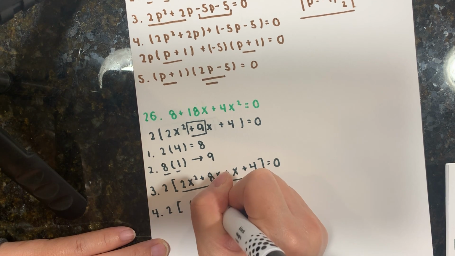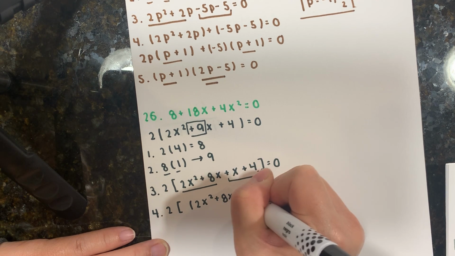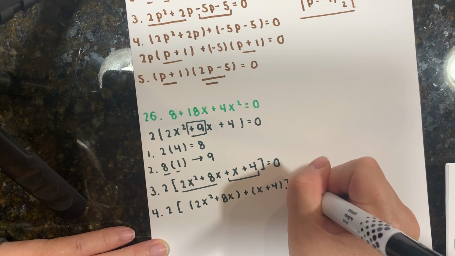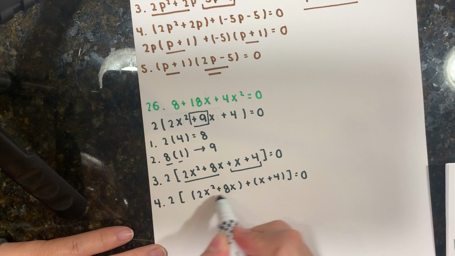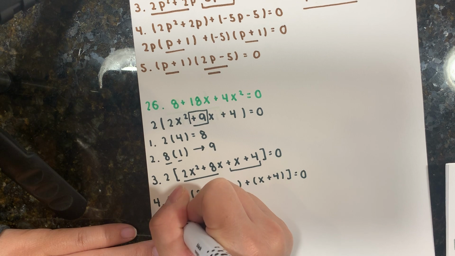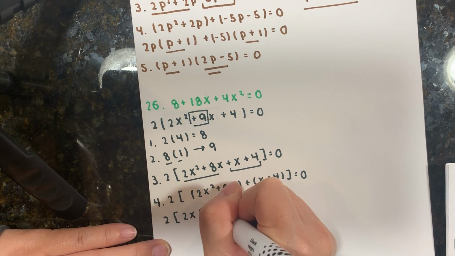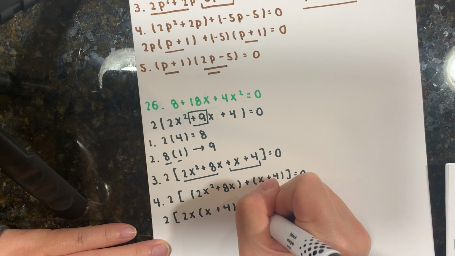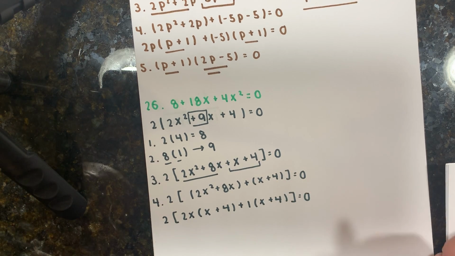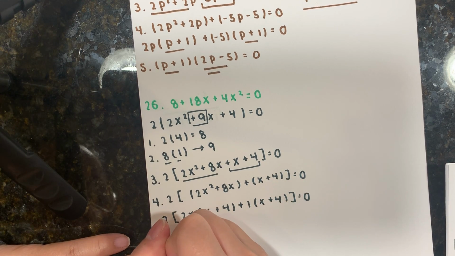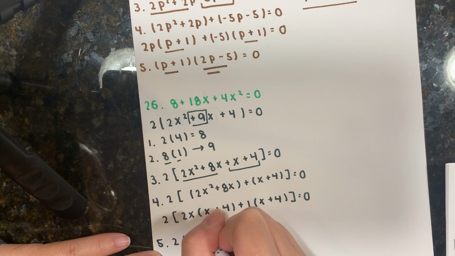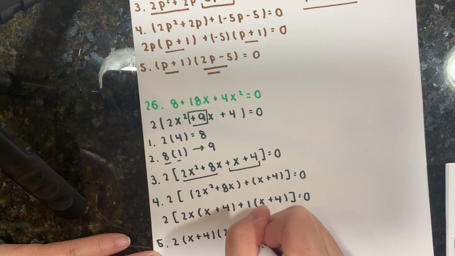So it would be 2x squared plus 8x, and then plus x plus 4. The two things I can factor out of the first parentheses would be a 2 and an x. That should leave me with x plus 4. Nothing I can factor out of the second term, so I just put plus 1. You should recognize that now there's an x plus 4 that can come out of both of those terms. So I'd have 2, and then x plus 4, and then 2x plus 1.